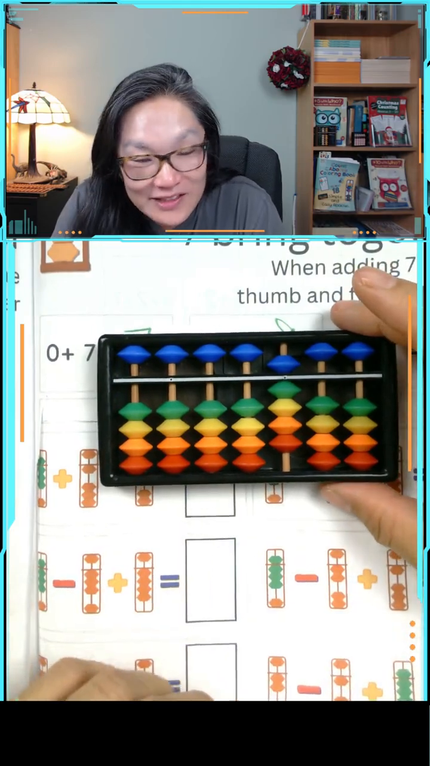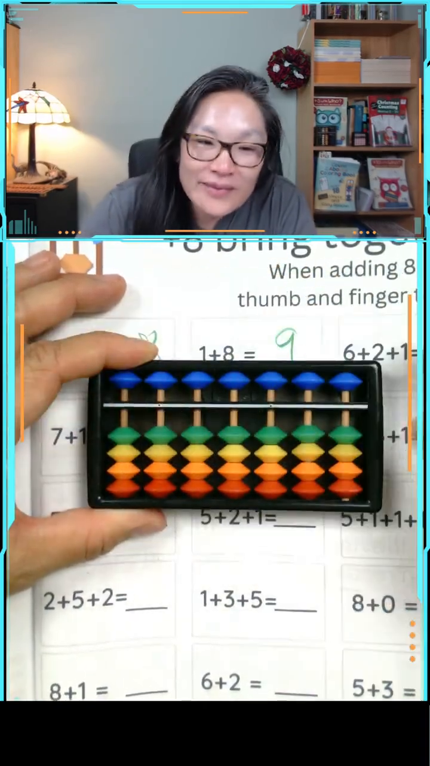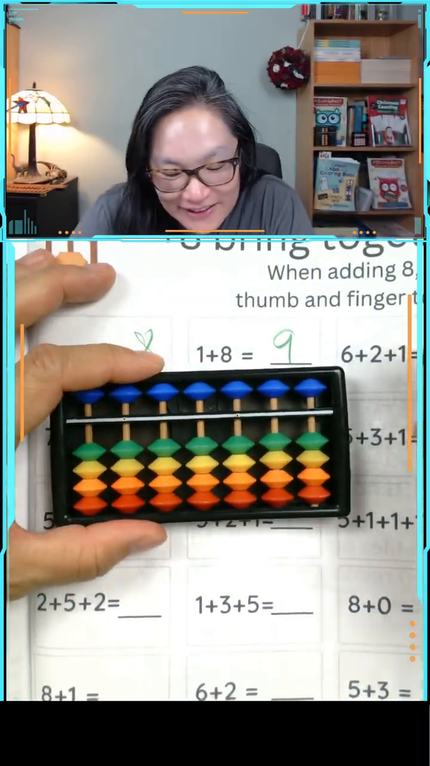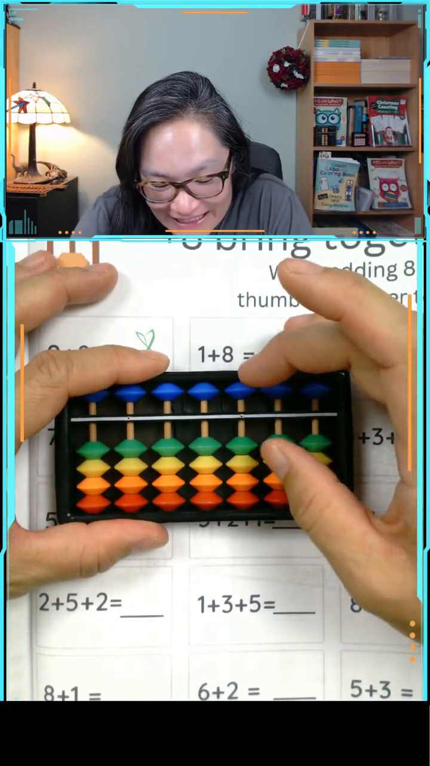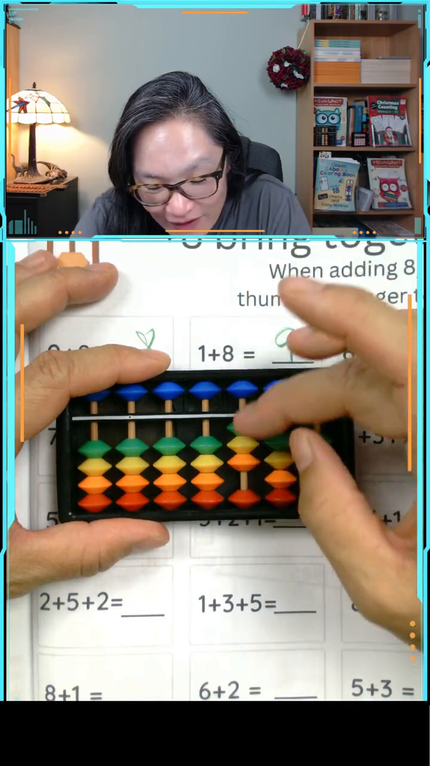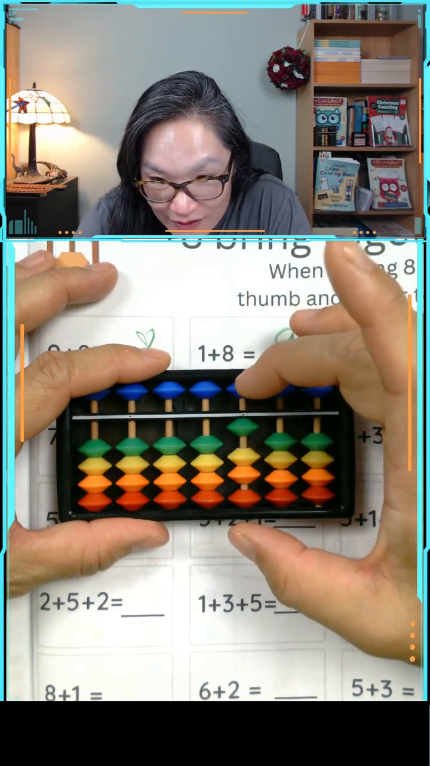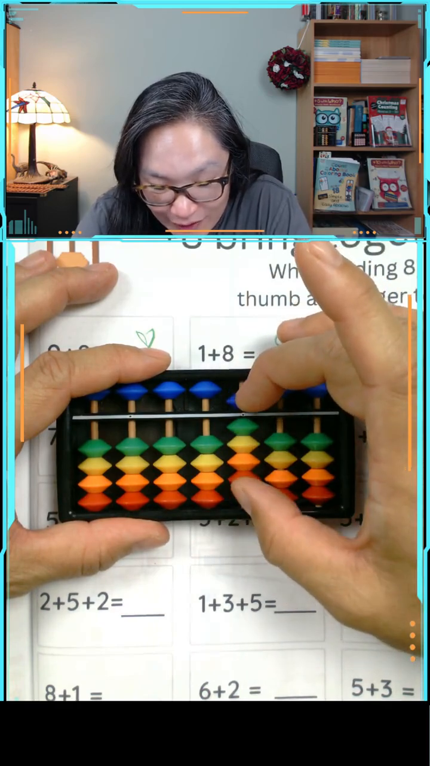So my final answer is 9. So we have 8. 8 is 5 on top and 3 on the bottom, right? That's what 8 is. But if I have 1 on the abacus already and I want to add the 8, all I got to do is add the 5 and add the 3.